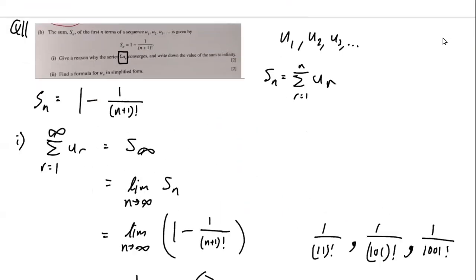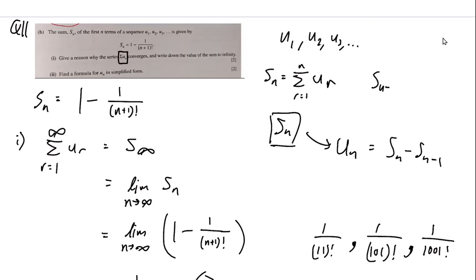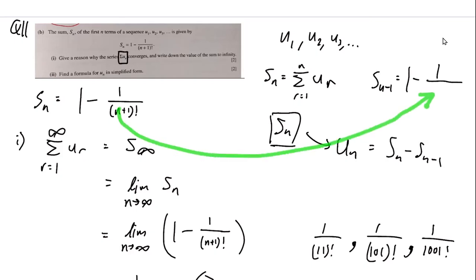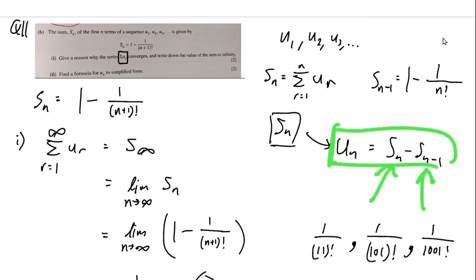Okay, good. Then part 2, find a formula for UN in simplified terms. They already gave you Sn. How do you link it to UN? Again, it's the same formula: UN equals Sn minus S(n minus 1). So let's figure out what S(n minus 1) is. S(n minus 1) equals 1 minus 1 over, replace the n with n minus 1, add on 1, you get just n factorial. So we just need to sub in S(n minus 1).